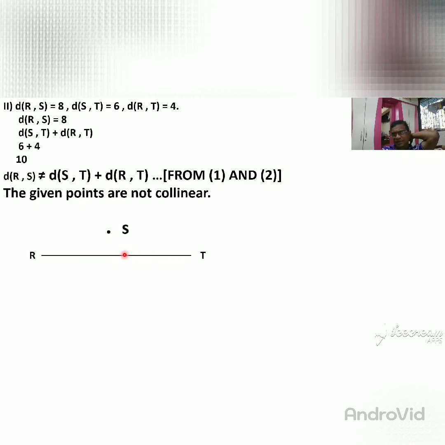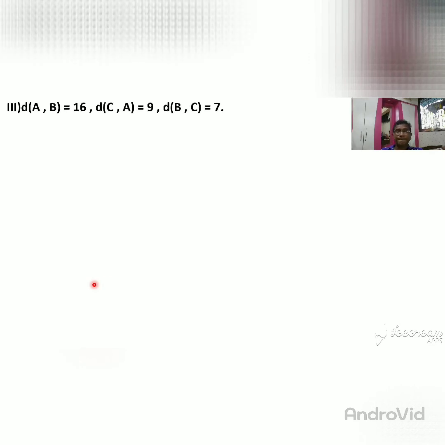Why are we drawing such a diagram? Because RS is not equal to ST and RT. So it is non-collinear and there is no betweenness. Do you understand? Then we are going to problem number 3.